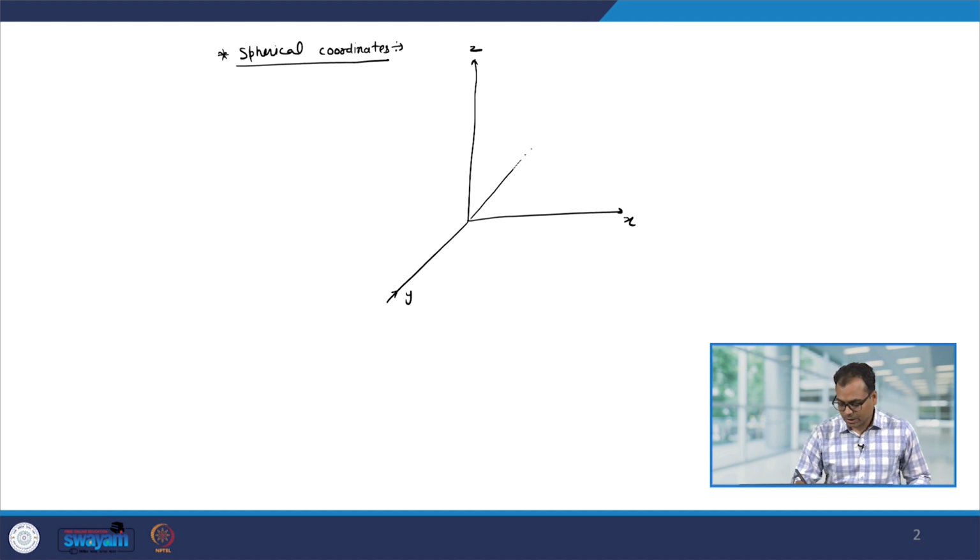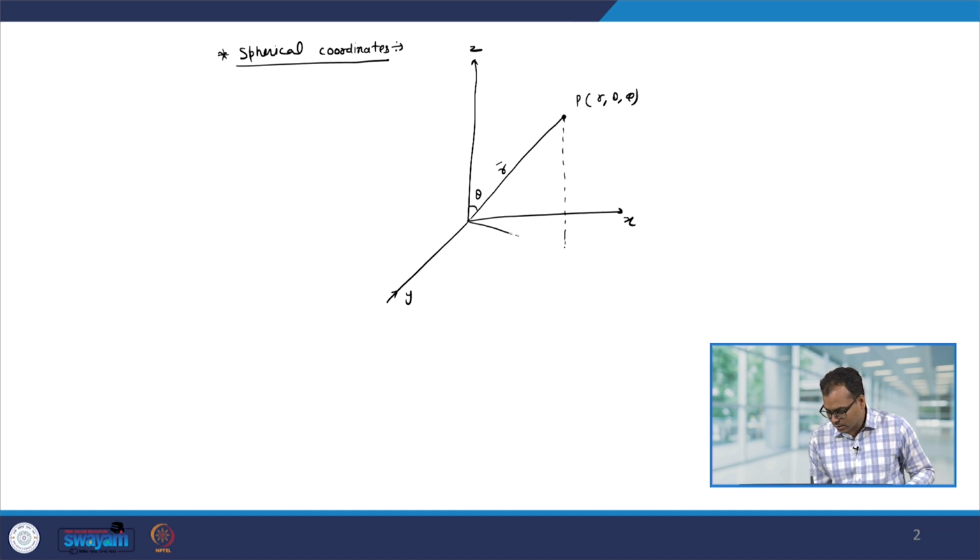Let us say there is a point P whose coordinate is r, theta and phi, where r is the distance of this point from the origin, theta is the angle that it makes from the z axis and phi is the angle that its projection on the x y plane makes with the x axis. So, this angle is phi.